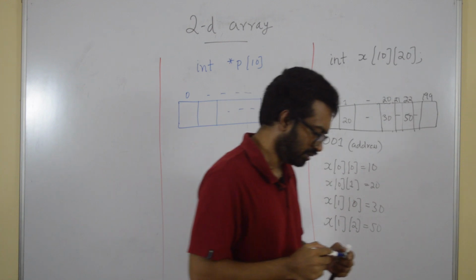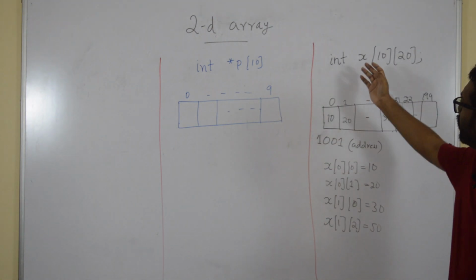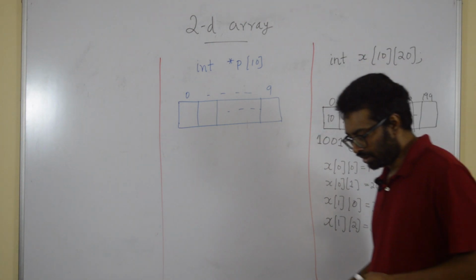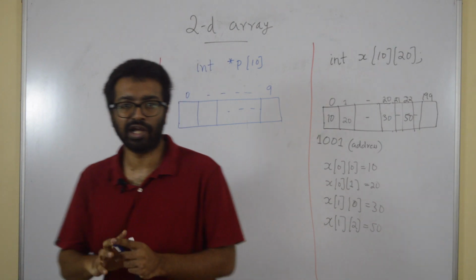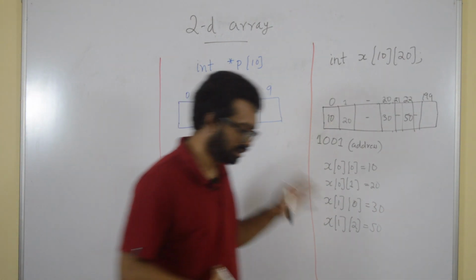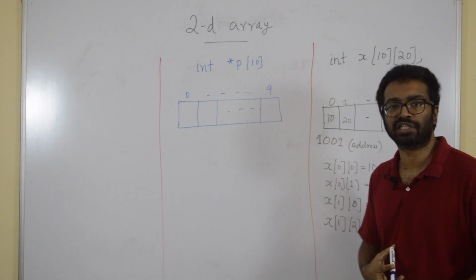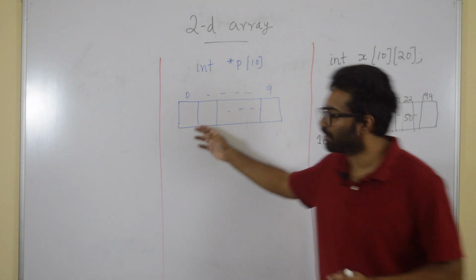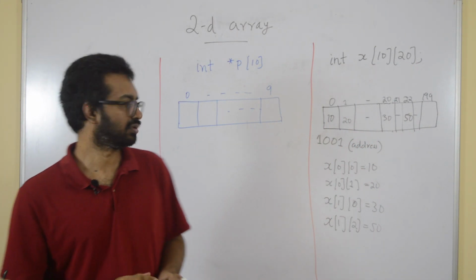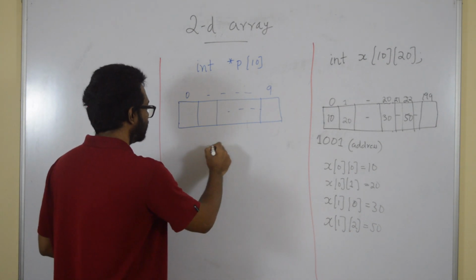This is clear. Next, what is it we want? We want a two-dimensional array of size 10, 20. So we have now an array of size 10. What is a pointer array of size 10? Now each of these locations we are going to make point to an array of size 20. Okay, so it will be something like this.